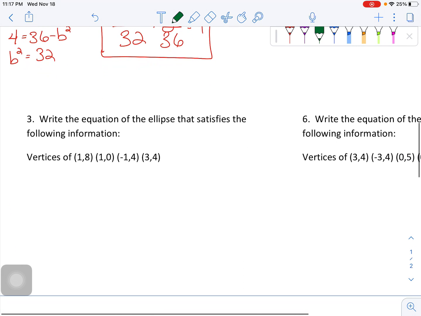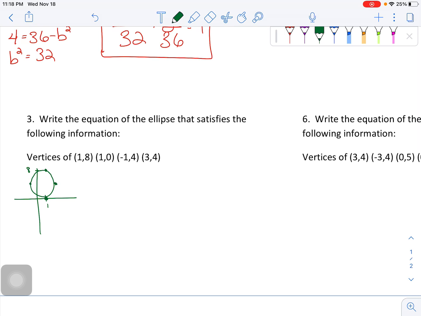All right, let's go ahead and slide on down to number 3. Write the equation of the ellipse that satisfies the following information, and I'm giving you the vertices this time. So definitely take a moment and graph this out for yourself. So let's see, 1, and I'm going up to positive 8. And then I have 1, 0. So 1, 8, 1, 0. Negative 1, 4. And 3, 4.